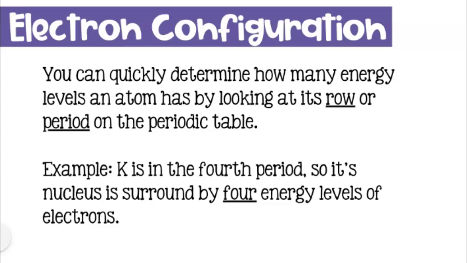For example, potassium is in the 4th row, or the 4th period, so its nucleus is surrounded by 4 energy levels of electrons. Since it is the first element in that row, it only has 1 valence electron.